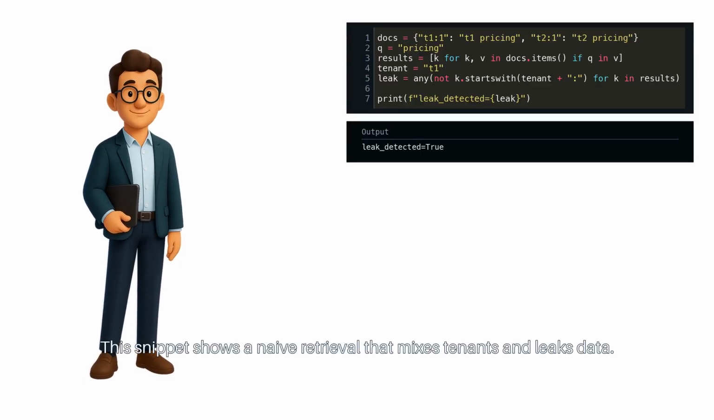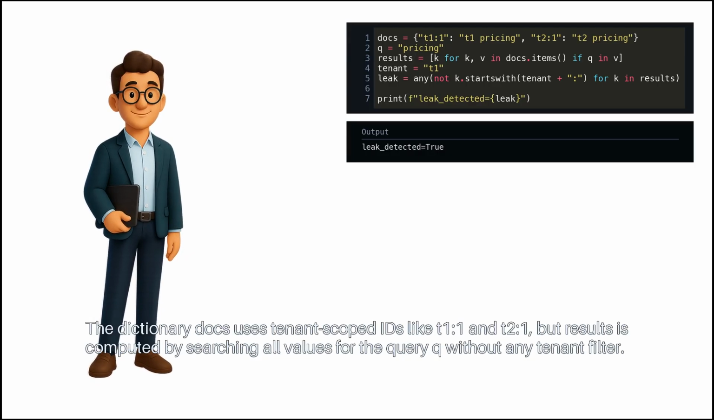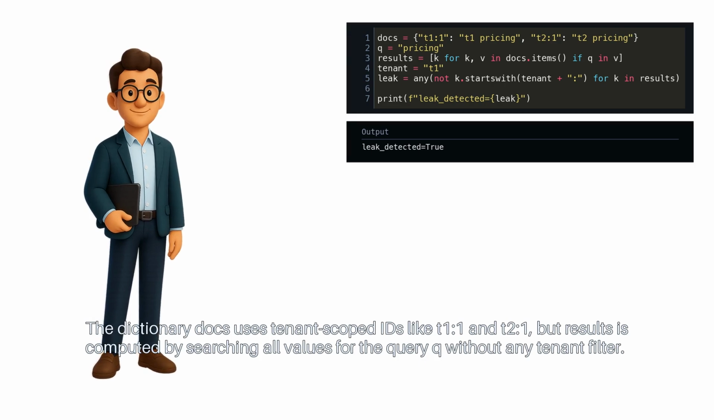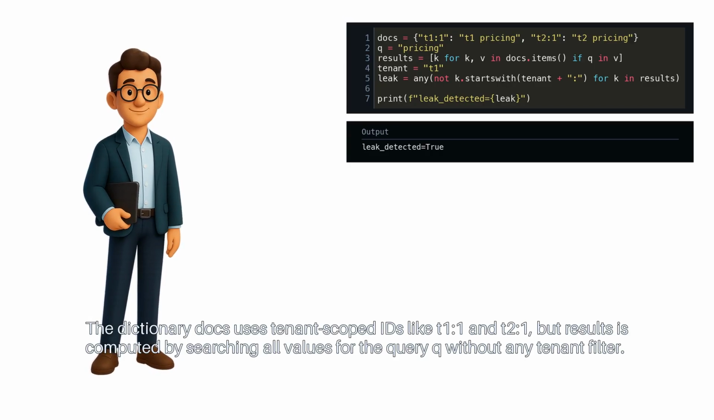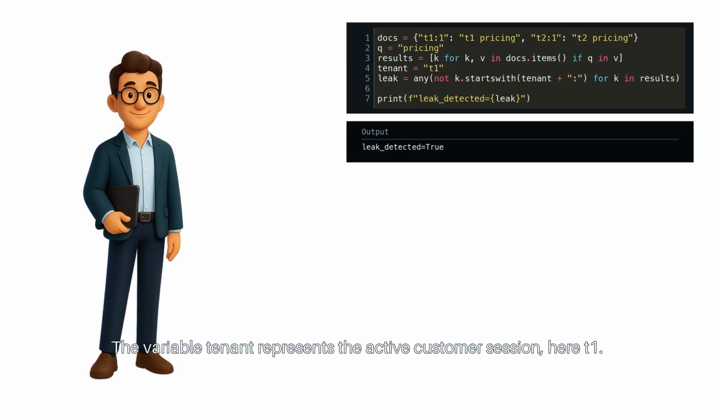This snippet shows a naive retrieval that mixes tenants and leaks data. The dictionary docs uses tenant-scoped IDs like T1-1 and T2-1, but results is computed by searching all values for the query queue without any tenant filter. The variable tenant represents the active customer session.